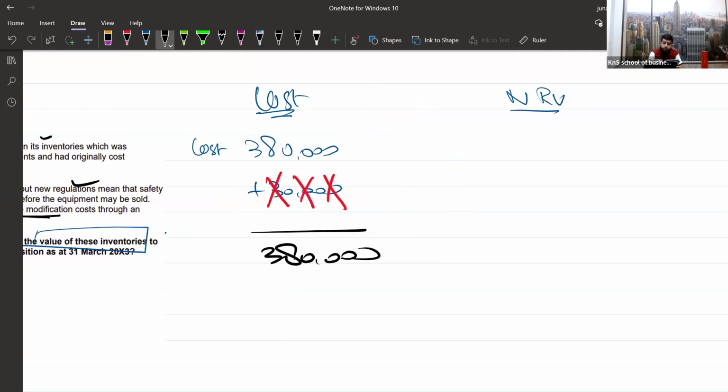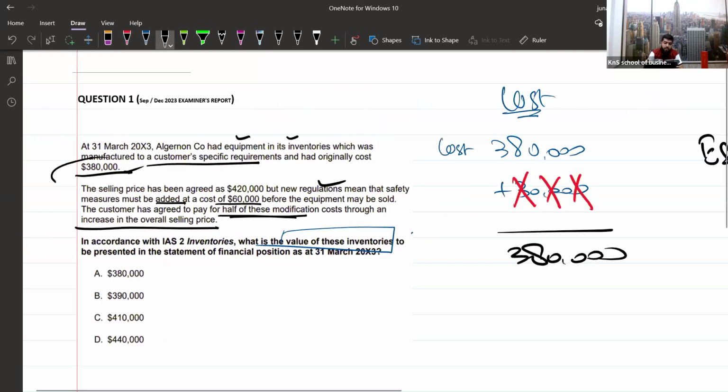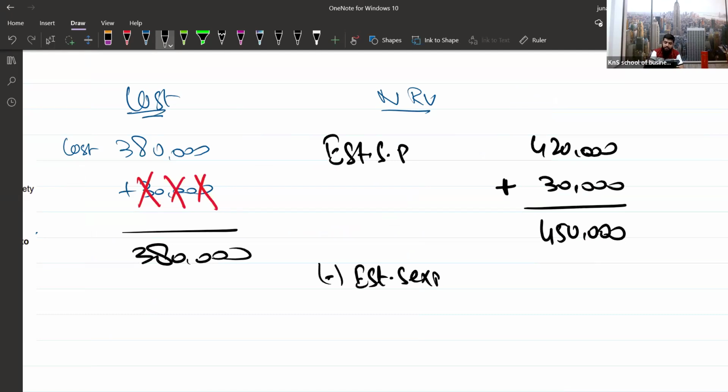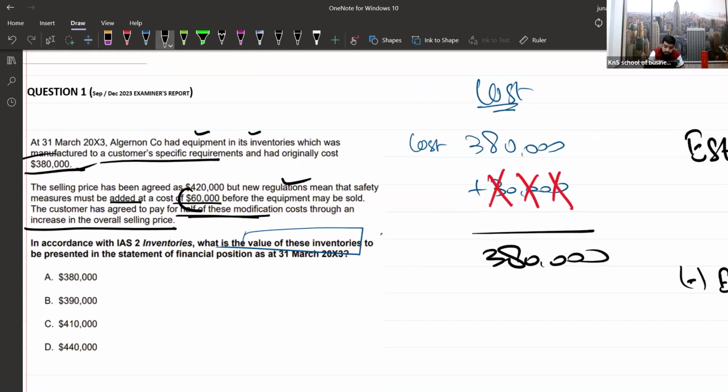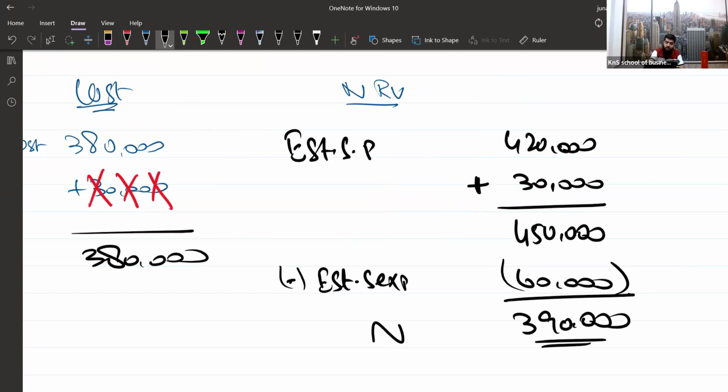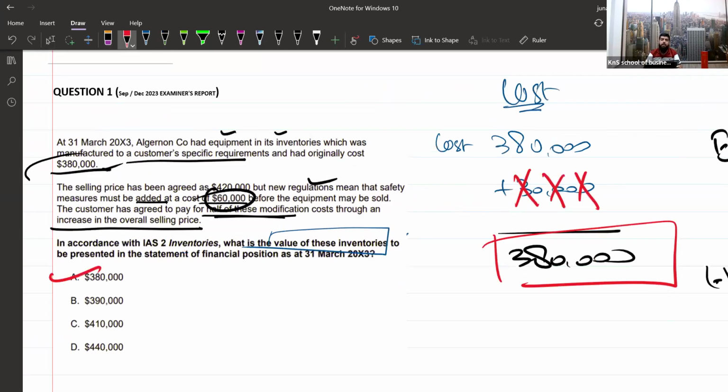Now we are going to calculate the NRV, that is the estimated selling price. The estimated selling price was 4,20,000, and the customer has agreed to increase the selling price by 30,000, which is half of the safety measures. So the updated selling price is 4,50,000. Now we need the estimated selling expenses, which are 60,000. So the NRV is 3,90,000 for that equipment. The inventory should be recorded at the lower of cost and NRV, and the cost is lower. So 3,80,000 is the value at which the inventory should be reported.